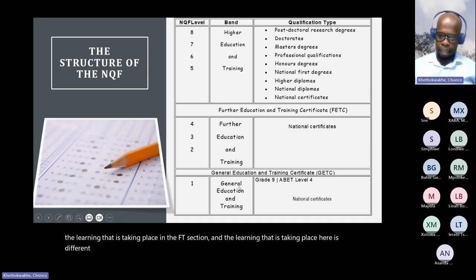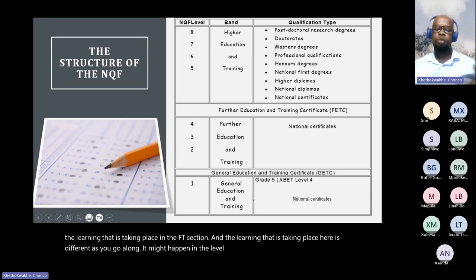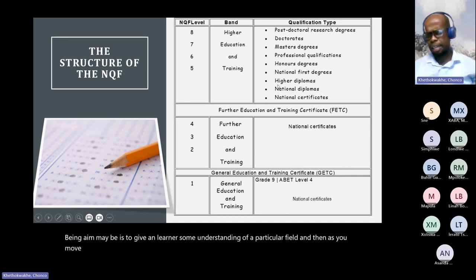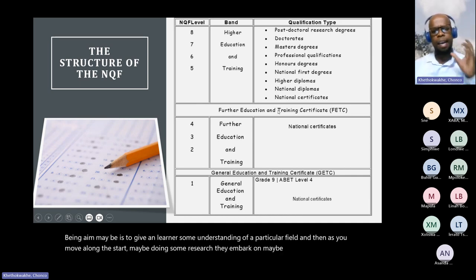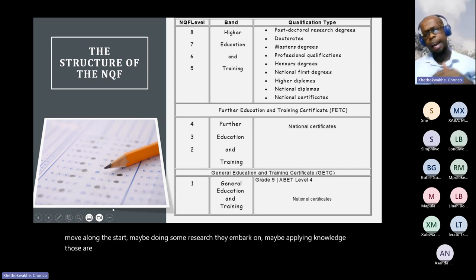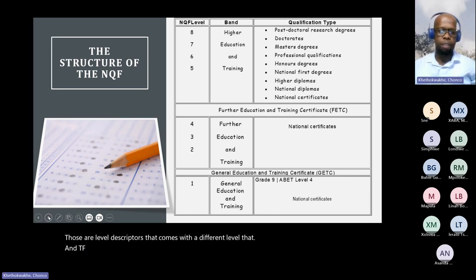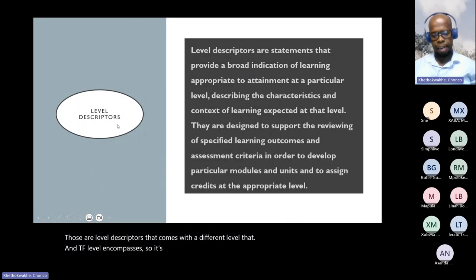It might happen that at the level of GETC, the main aim maybe is to give a learner some understanding of a particular field. And then as you move along, they start maybe doing some research, they embark on applying knowledge. Those are level descriptors that come with the different levels that each NQF level encompasses. So it's also very important to understand the level descriptors for your level.